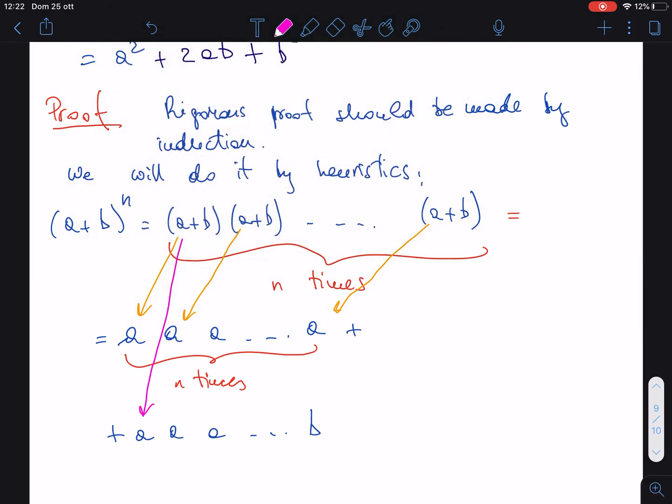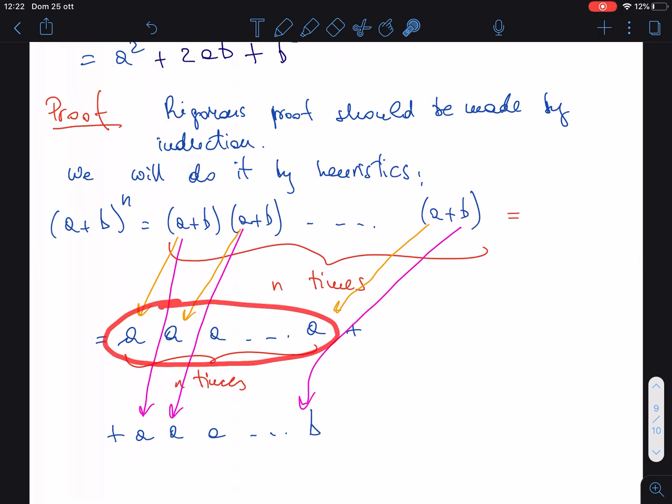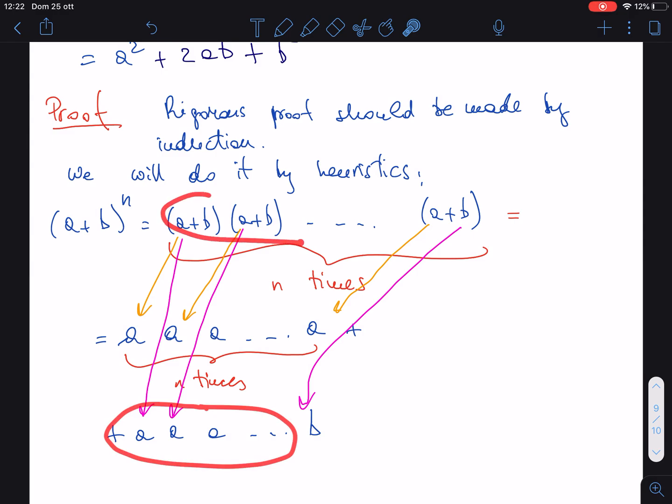So this is the color. Here again you choose A from the second and A from the third, and from the last one you choose B. So you perform a different choice in the second term from the previous one. In the first term you chose A from every bracket. For the second you choose A for the first n-1 brackets up to the last one where you choose B. There are two different choices.